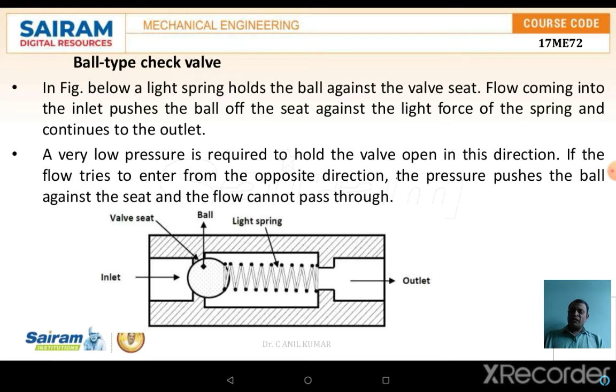If the flow has to go from the inlet to the outlet, because of the pressure a gap will be created in the wall seating and the fluid will start passing from the inlet to the outlet. If there is any back pressure, the same pressure is acting against the ball, by which it automatically closes the system, and the reverse flow is not possible in this case.